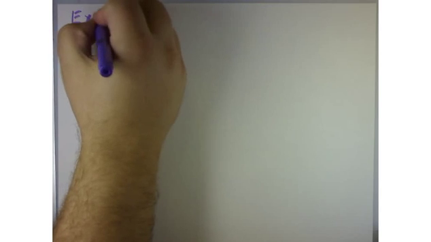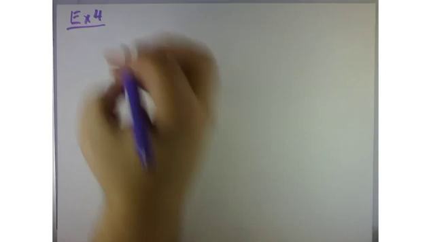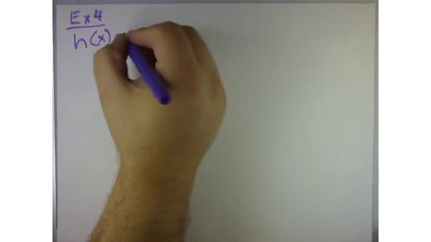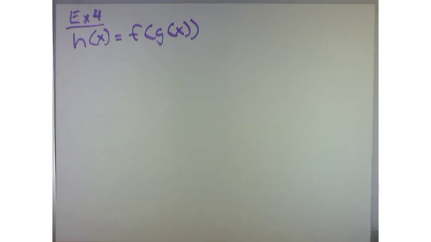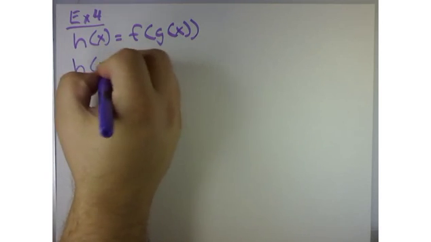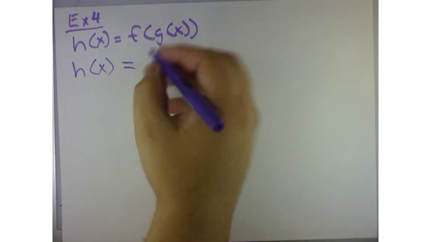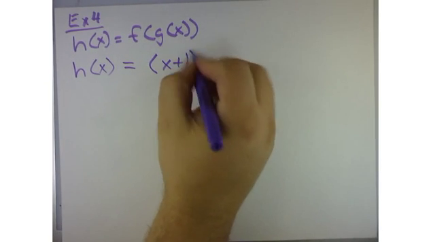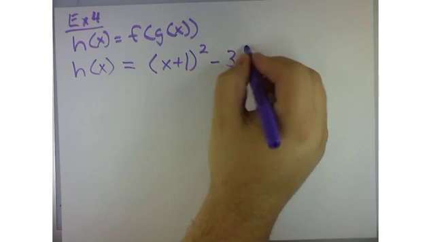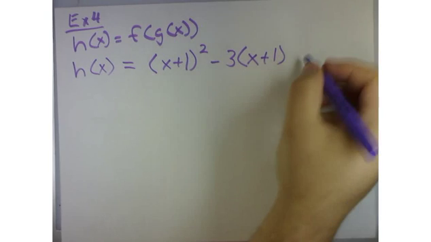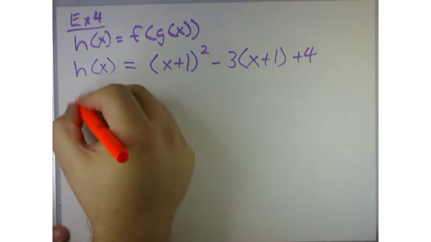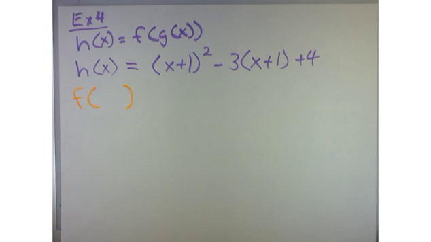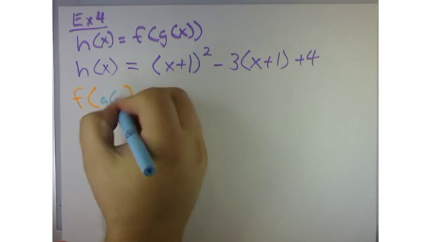Okay, so for example number 4, we want to show that h of x is equal to f of g of x. Okay? And so they gave us a couple of examples, but our first example is f of x is equal to x plus 1 squared minus 3 times x plus 1 plus 4. Okay? So we have to figure out, this is a function of f of g of x. Okay?